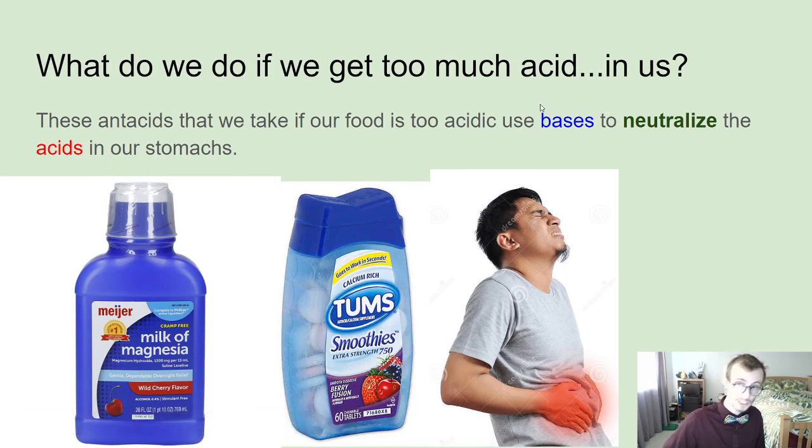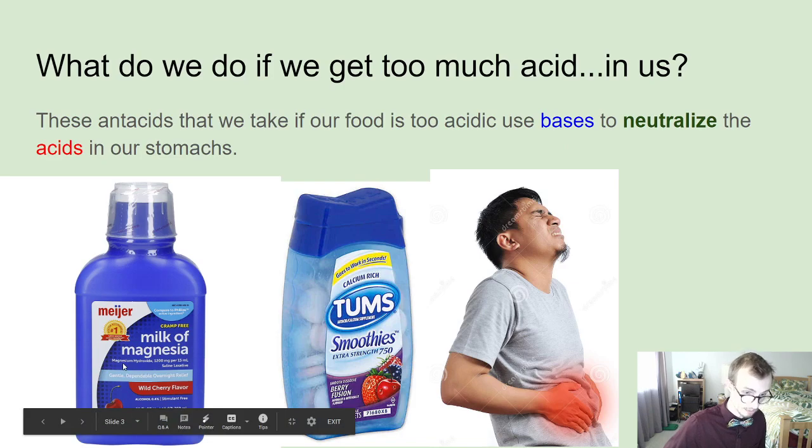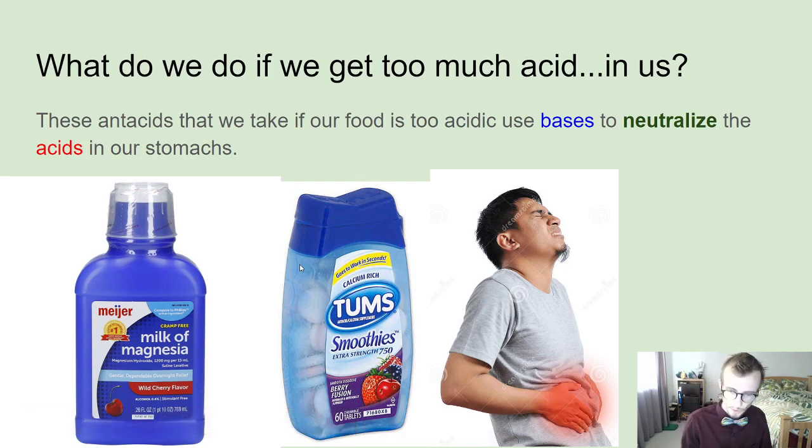So these are essentially bases. Milk of magnesia, for example, is magnesium hydroxide. Typically Tums is calcium carbonate, but the point stands that these are chemicals that will neutralize the acids in our stomach. And what does it mean to neutralize? Is it killing it or destroying it or blowing it up? Or is it more making it less dangerous or less powerful?